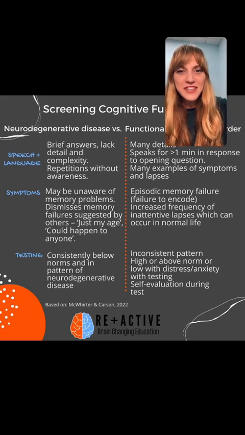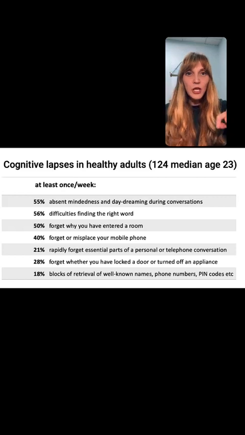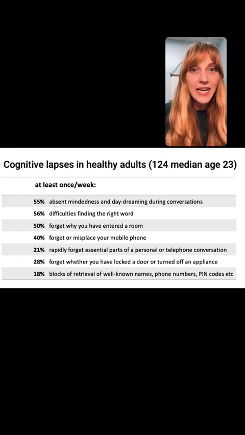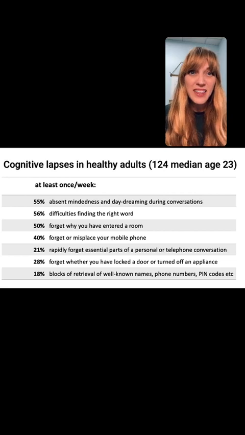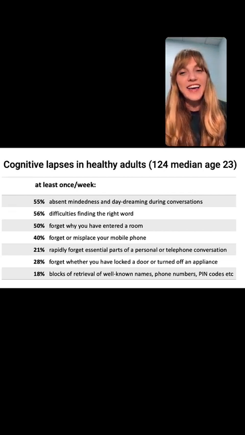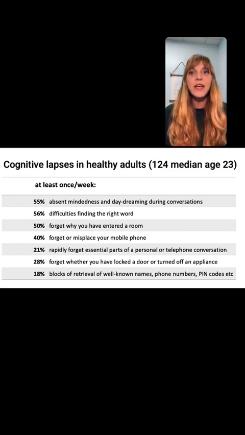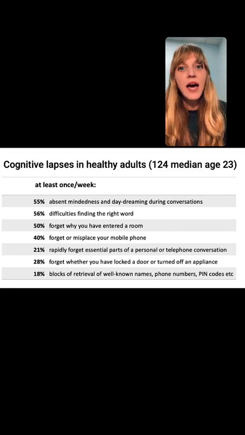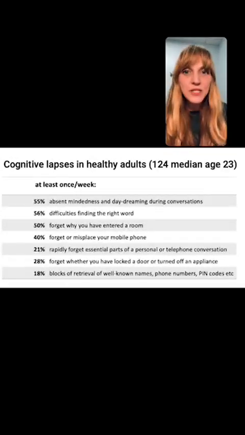So I promised you I would share this table. And this is one that also Laura McWhirter had shared in her FNDS presentation. And this was cognitive lapses in healthy adults, young adults really. I think maybe college students, but average age was 23. So I think we can all breathe a sigh of relief that these happen a lot. So at least one a week, 55% of these folks found absent-mindedness or daydreaming during conversations. 56% had difficulty finding the right word.